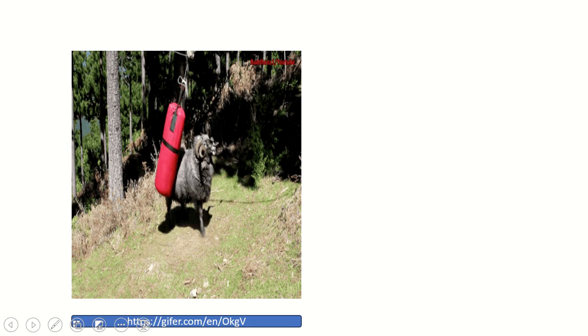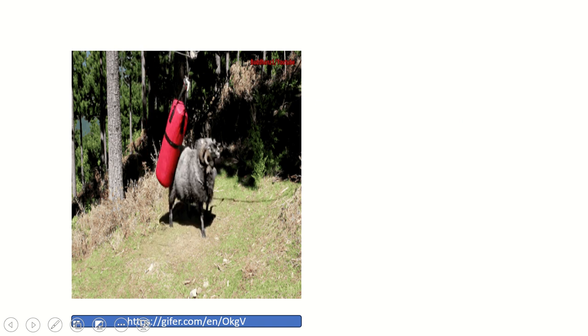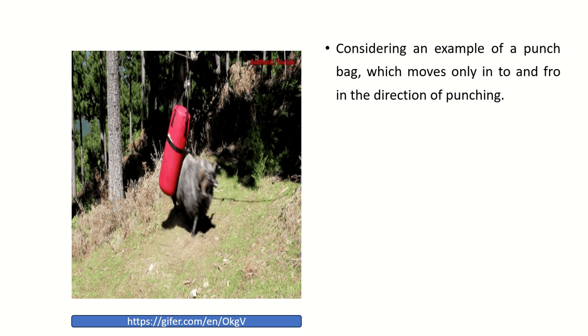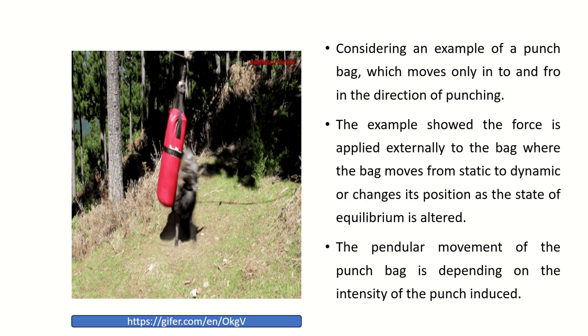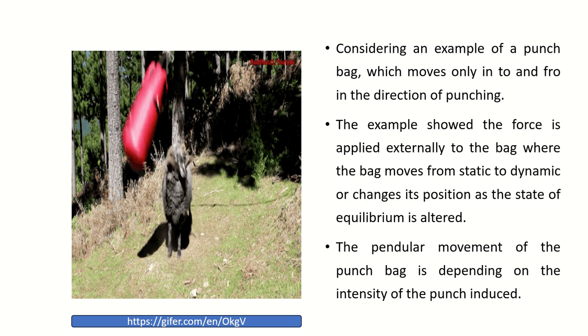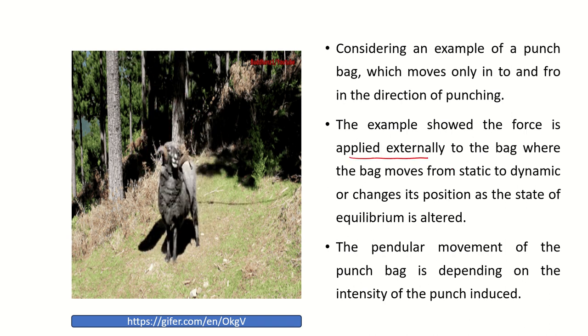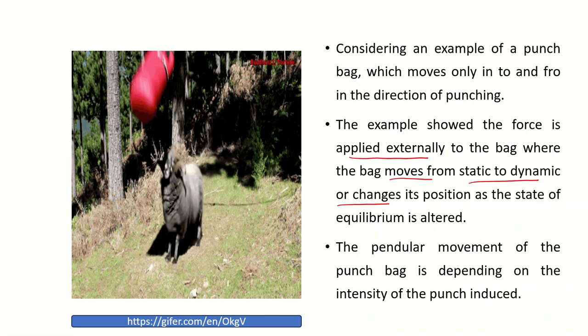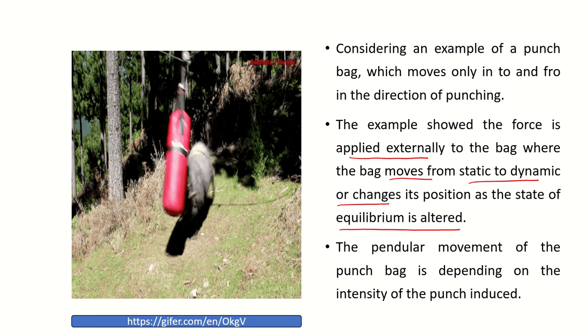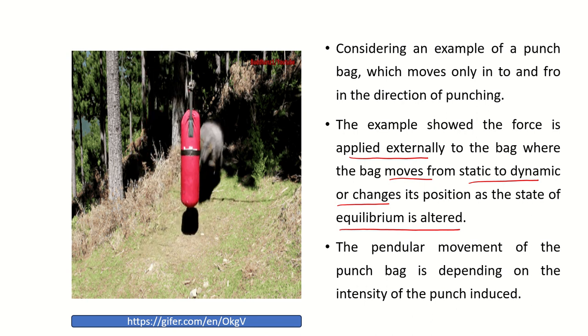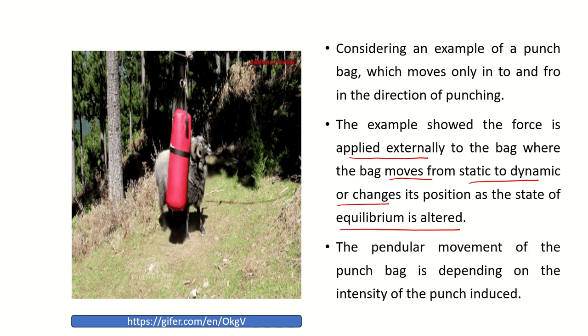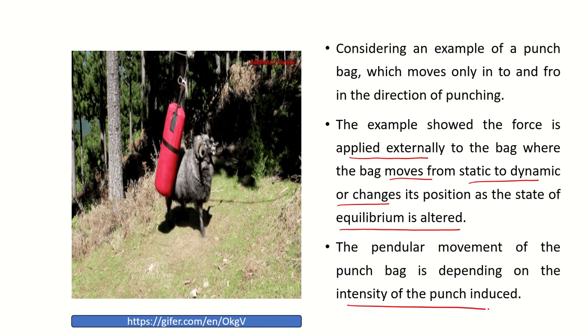Consider a punching bag now. Do you see, or watch the video where a person or an animal is just hitting the punch bag? How is the punch bag moving? The punch bag is just moving in a to and fro direction. That is, when the punch bag is applied with an external force, the punch bag moves from static to dynamic or changes its position or alters its equilibrium. The movement of the punch bag in the to and fro direction, that is from point A to point B, only and solely depends on the intensity of the punch.